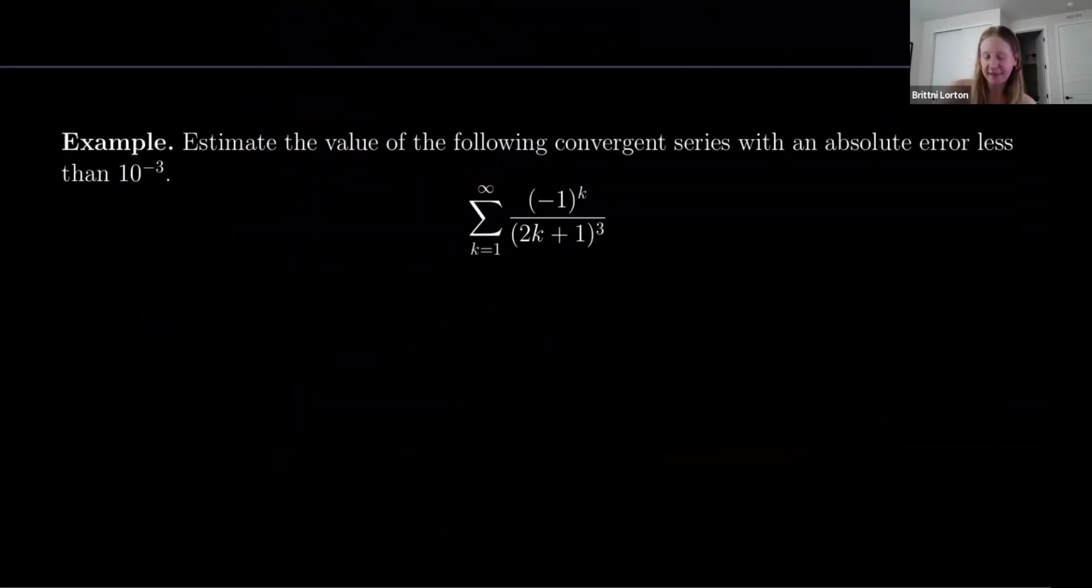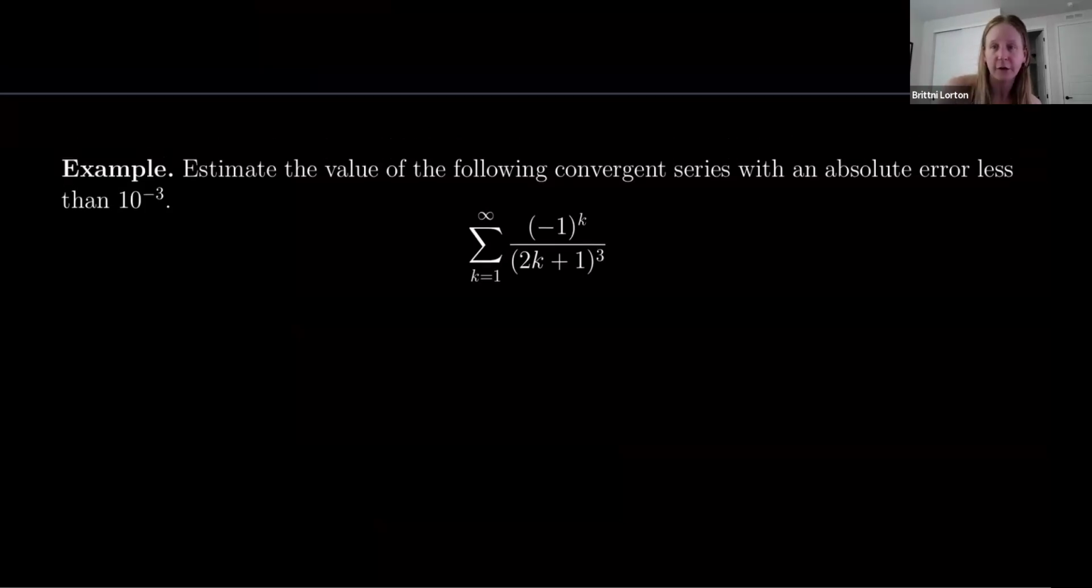So the next one, estimate the value of this convergent series. I'm telling you it converges. You can do the alternating series test, and I encourage that you do, but pretend I've already done it. This one converges. Now I want us to find out what it converges to, making sure that my error is less than 10 to the -3. I'm going to start off by listing out some terms because I always think that's helpful to see what it is that we are adding up.